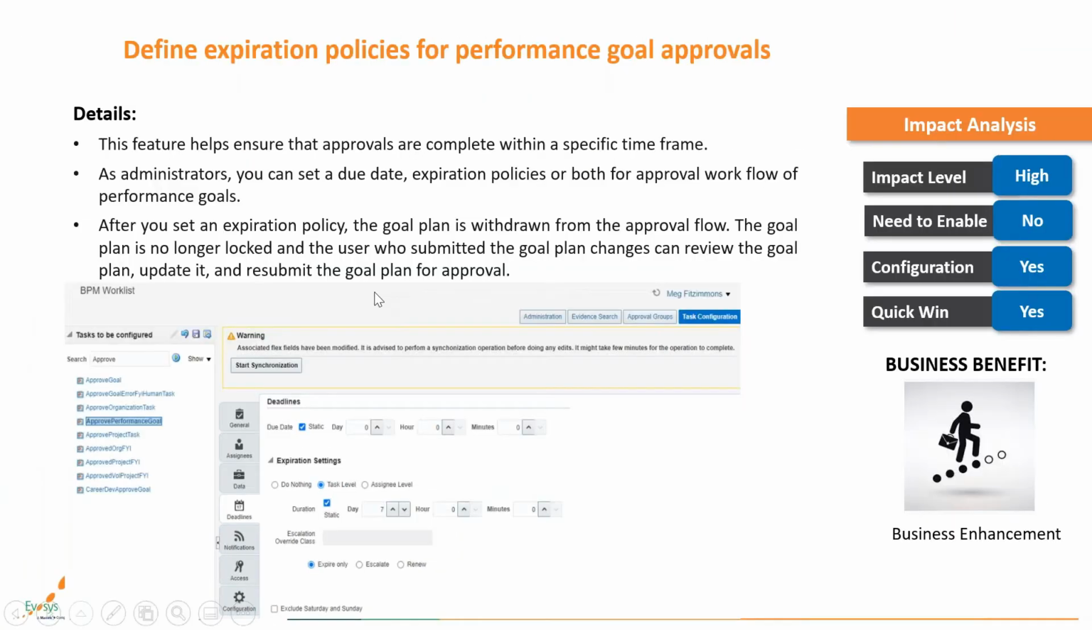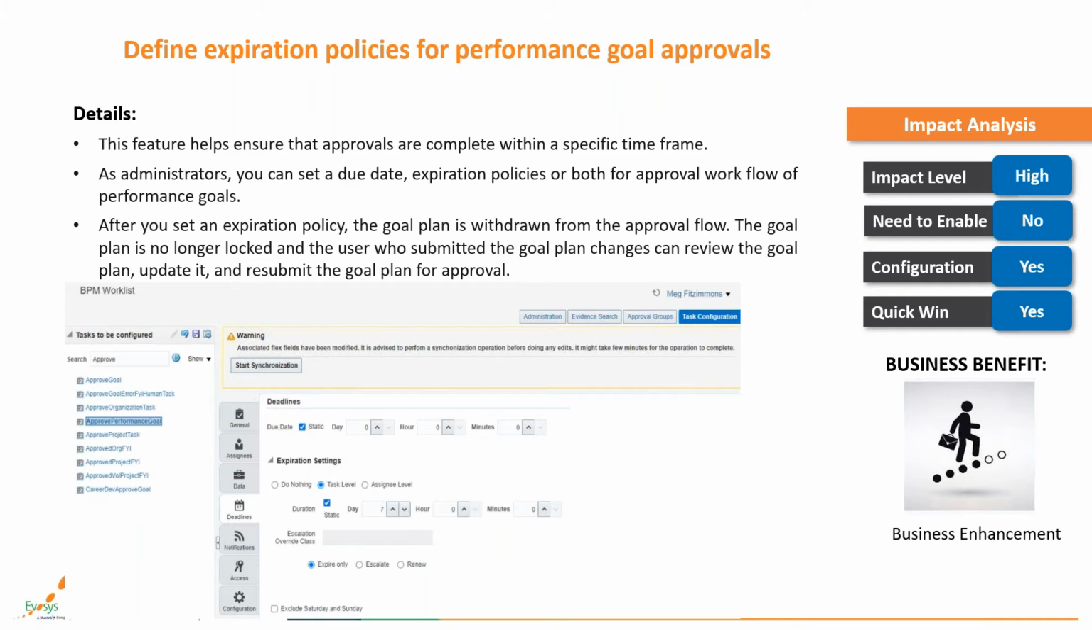Once the transaction has been initiated today and no action is taken and it has not been concluded in 7 days, the transaction will get expired. After the transaction expires, the goal plan will no longer be locked, and the user who has submitted the goal plan can change, review, update, or resubmit the goal plan.